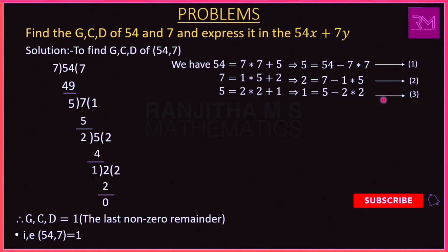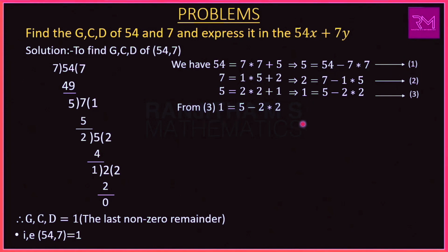So this is the procedure to find the greatest common divisor, and we have to express it as a linear combination. By the Euclid algorithm method, we are finding the GCD and expressing it in the form of 54x plus 7y. Applying the division algorithm to these division values, we get these three equations: equation 1, equation 2, equation 3.